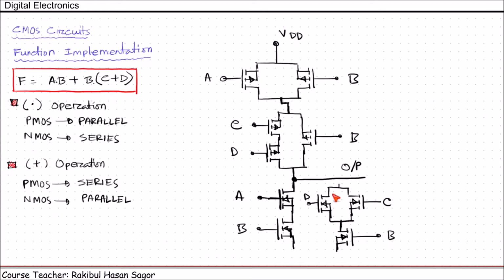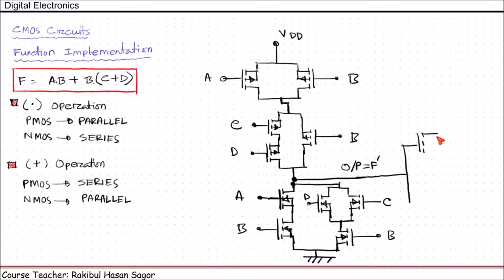Now all this portion will be ORed with AB. So for OR operation for NMOS case, they will be connected in parallel. So this should be connected in parallel with this AB part. And finally this portion will be grounded. And this output will actually be F prime. Now in order to get F, it must be sent through a NOT gate. So let's put a NOT gate here.